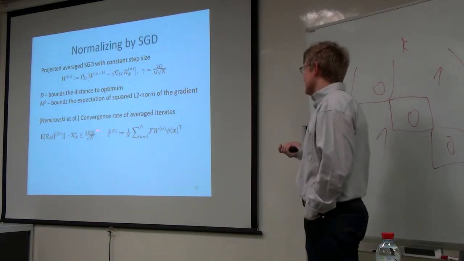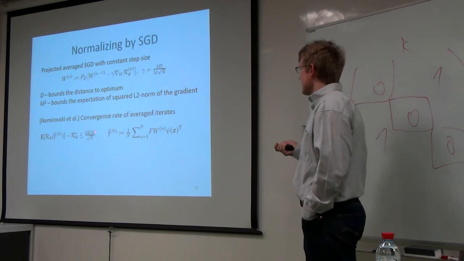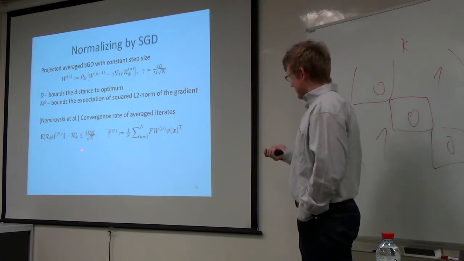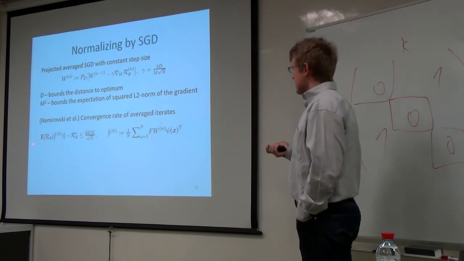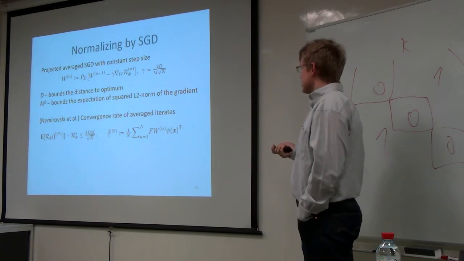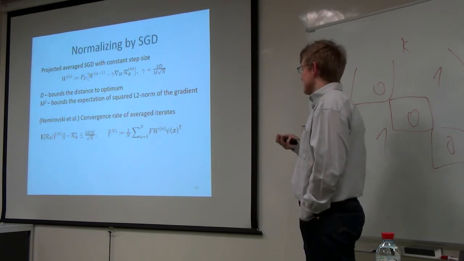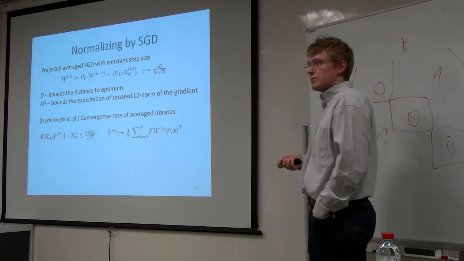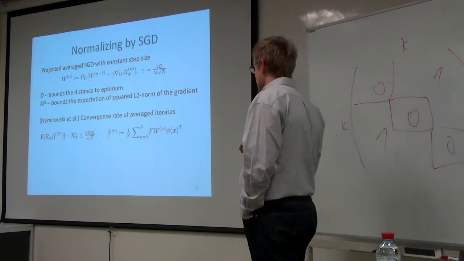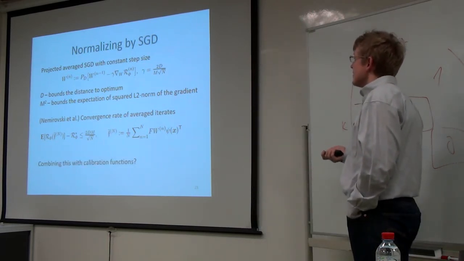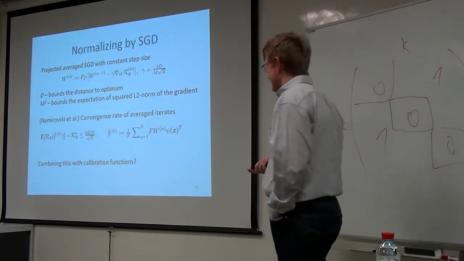So the rate is 1 over square root n, with two constants in the numerator, d and n. And what this rate is: it's the expectation of the surrogate risk at the averaged position. We have our iterates, we average them, and then we take the expectation with respect to everything. We get this. Now we need to combine this with the calibration functions and get everything.